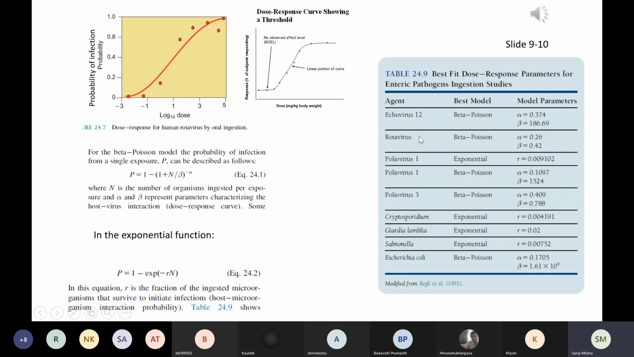Similarly, if a population is exposed to rotavirus, then the dose response curve shows a typical beta Poisson distribution. Or if it is exposed to poliovirus 1, there is an exponential distribution, and so on. Depending on what kind of model fits your dose response curve best, you derive certain constants of the models and you can calculate the probability of infection. So let's take a case study in order to understand that.